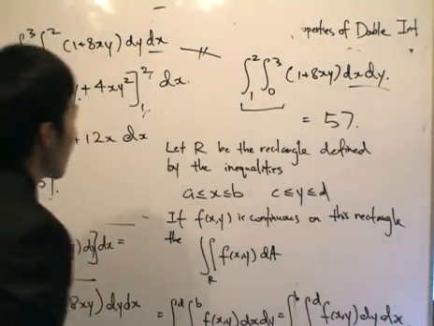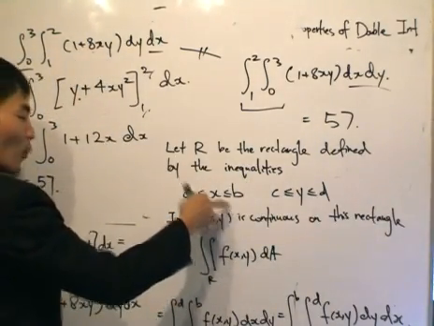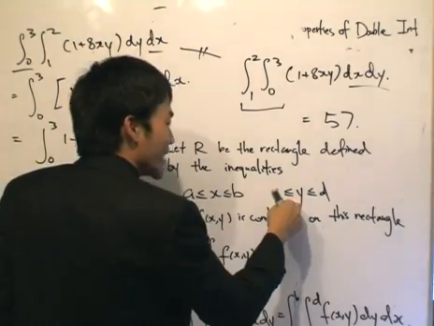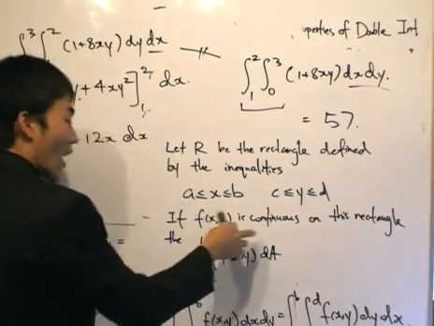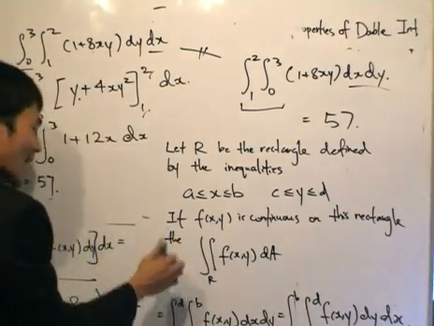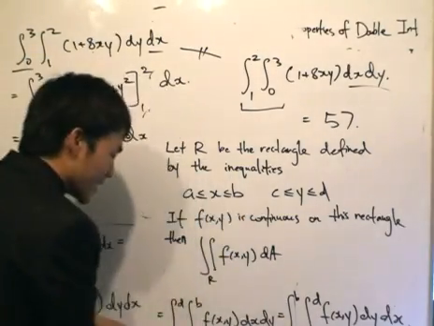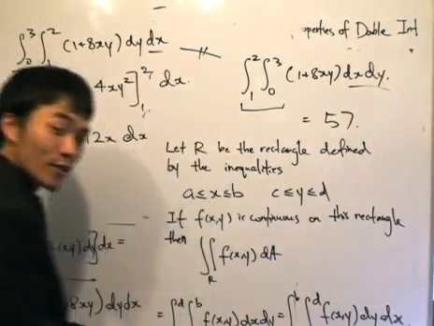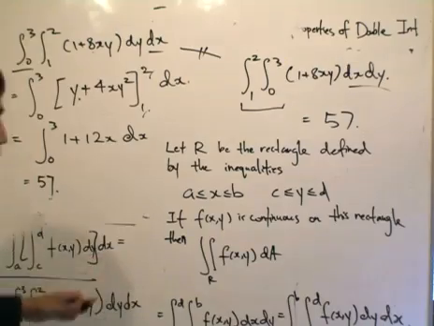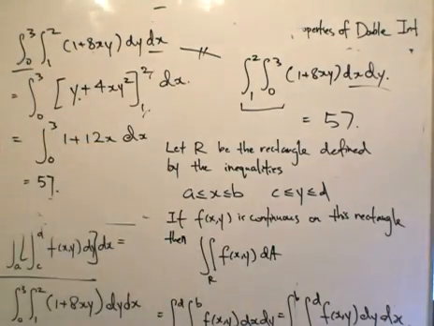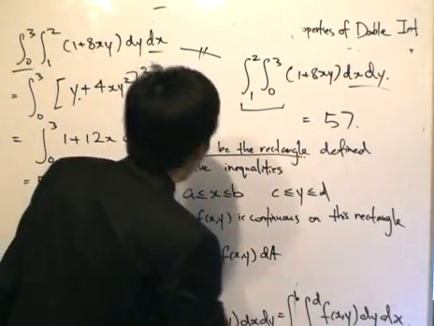Now this is summarized in a certain theorem. The theorem is this. Let R be the rectangle defined by the inequalities x is between a and b, where a and b are constants, and y is between c and d. If the function of x and y is continuous on this rectangle, then the double integral of the function over the area R is given by these iterated integrals. If I were to reverse the order of integration, they would give me the same result. But what is important is that this result is only applicable if R is a rectangle.